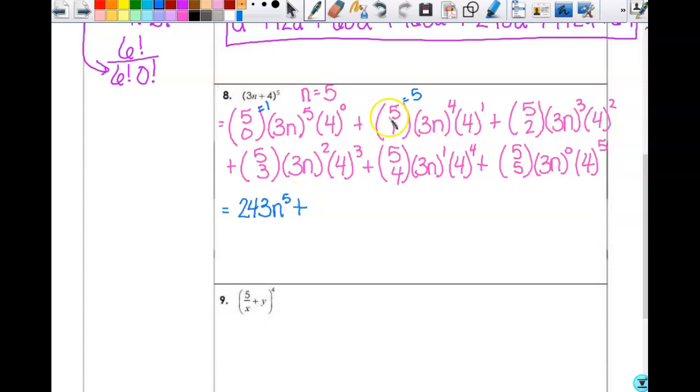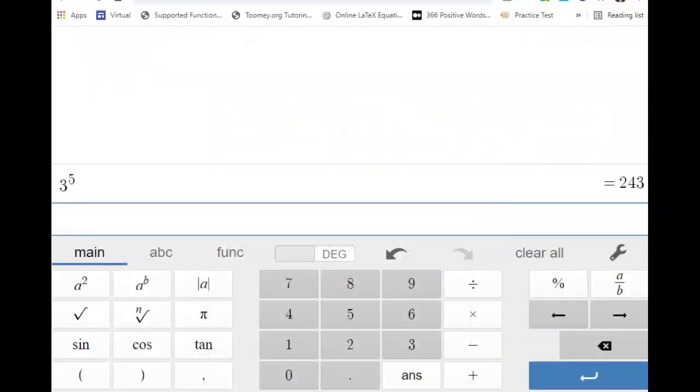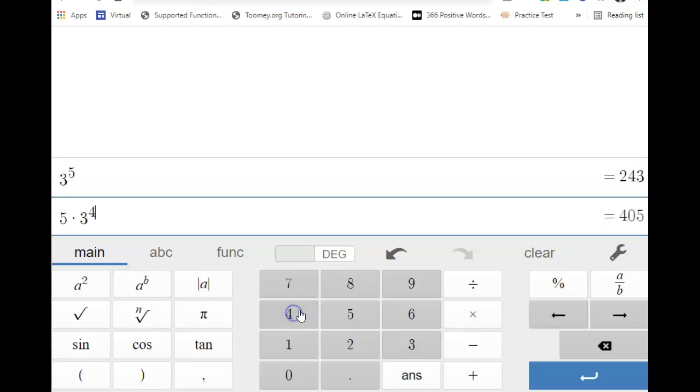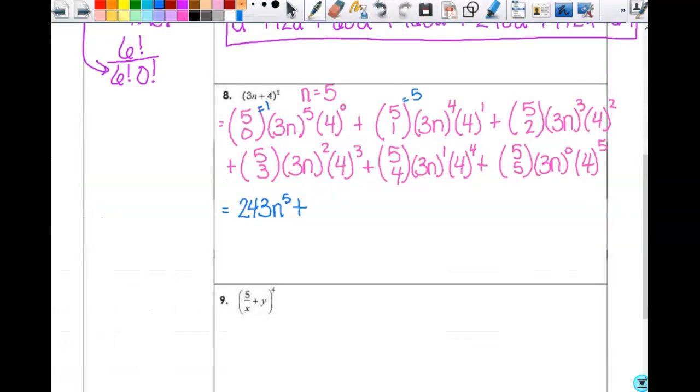Plus, then I'll have 5 times 3 to the 4th times 4, and then n to the 4th. So I will have 5 times 3 to the 4th times 4. That gives me 1620 n to the 4th. Okay. Plus, so I'm marking these off. I've done those two, so I don't get all mixed up in my numbers here.